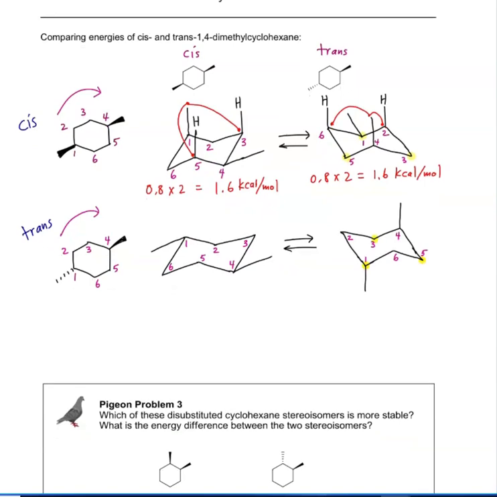Now let's turn our attention to the trans compound. In the trans compound, in the first chair, the one with the two equatorial methyl groups, neither of those is involved in any gauche-butane interactions. So that chair has zero strain energy.